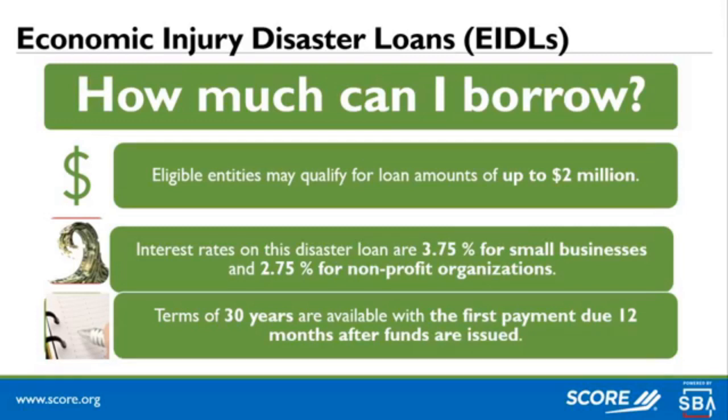The interest rate on the disaster loans is 3 3/4% for a small business. And there are certain nonprofit organizations that can borrow as well, and their loan rate is 2 3/4%. The term is up to 30 years, and the first payment isn't due for 12 months after you receive the funds.